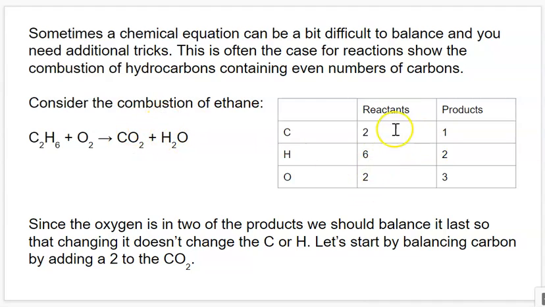So let's set up our table. We have 2 carbons on one side, 1 on the other, 6 hydrogens and 2, and 3 oxygens. This is super unbalanced, so we're going to have to add some coefficients to make this work.